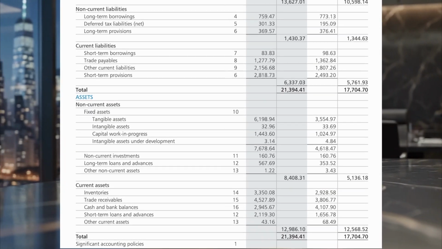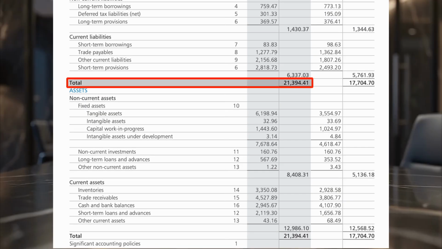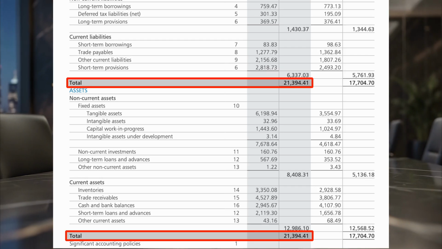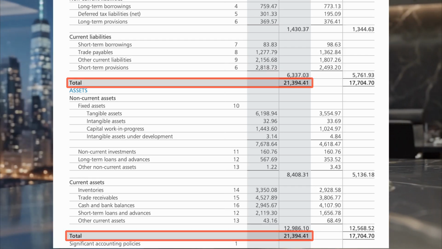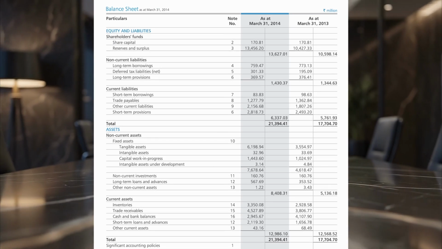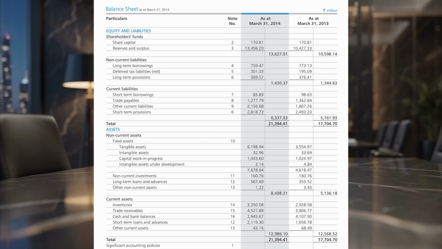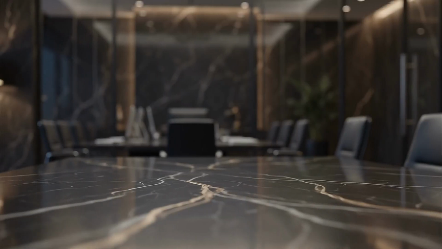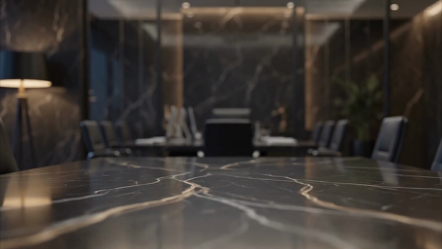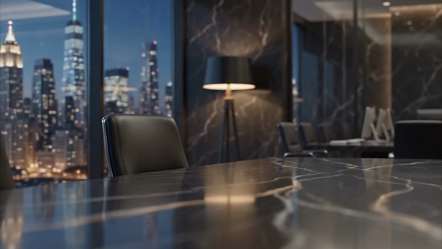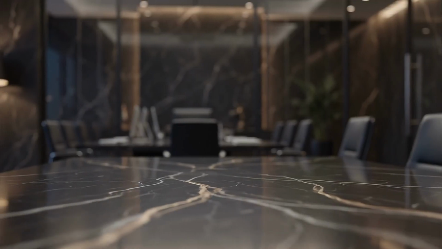To do so, simply subtract all current liabilities from the total assets to arrive at 15,057.38 million rupees. Conversely, you can also take the shareholders' funds and add all non-current liabilities to arrive at the same figure. When you divide Amara Raja's EBIT by their capital employed, you extract a staggering ROCE of roughly 35%.